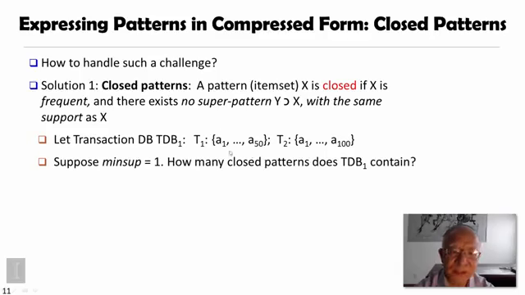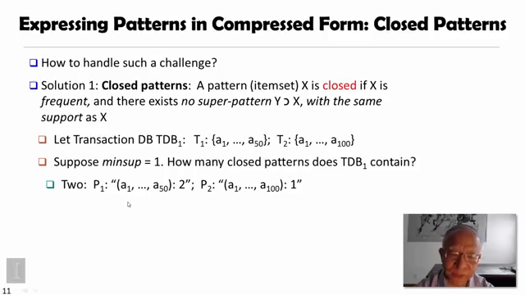We look at the same transaction database, T1 and T2. We still say minimum support is 1. So how many closed patterns does this transaction database contain? Instead of 2 to the power 100 minus 1, we will find only 2. A1 to A50, support is 2. A1 to A100, support is 1.